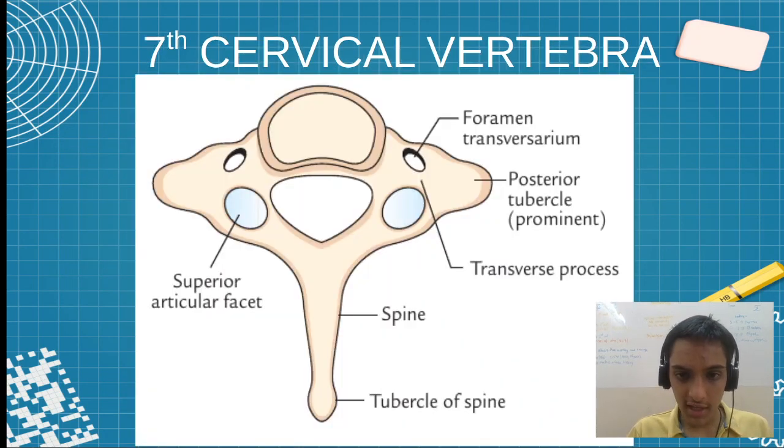See now, here we have the 7th cervical vertebra. I told you, the foramen transversarium is very small. Normally it will be circular in shape, but this is a very small oval shape, right? And we can see a very prominent superior articular facet.